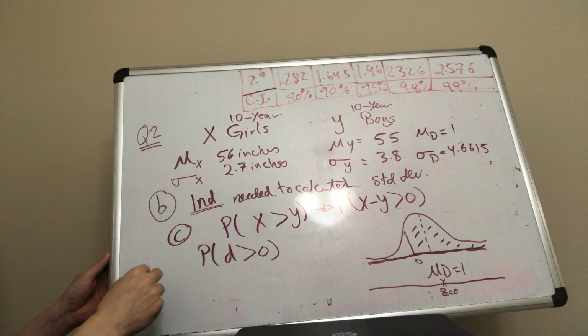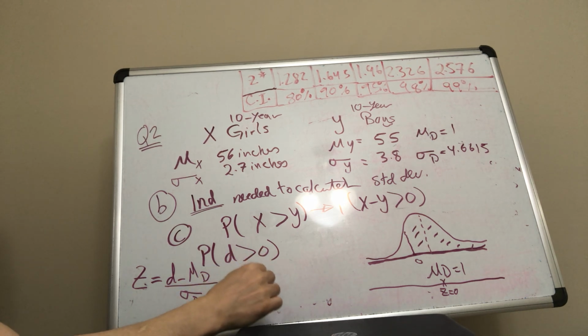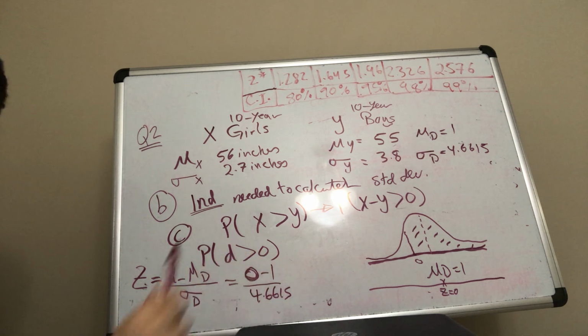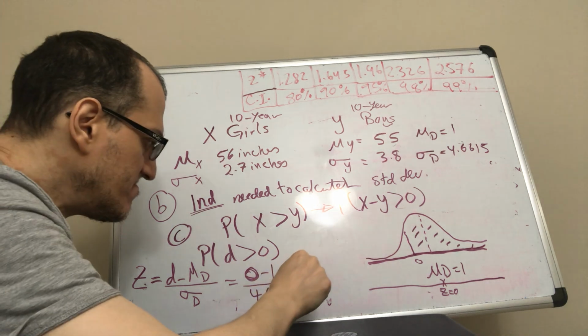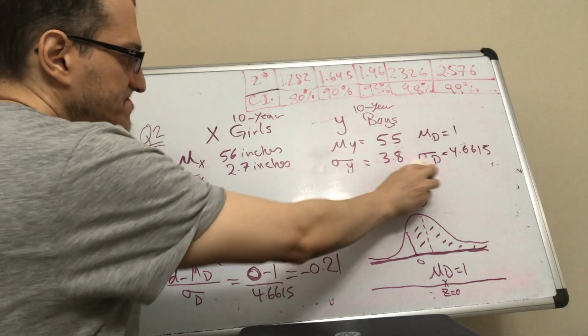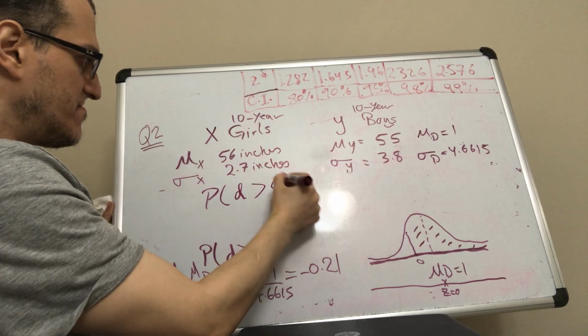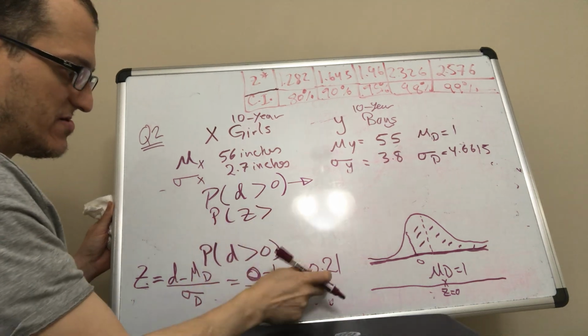In order to do the probability, we have to put everything in the equation for z difference. The equation is z equals D minus mu D over sigma D. D being the 0, mu D being the 1, and sigma D being this 4.6115. So I do this in my calculator: 1 divided by 4.6115. This would be negative 0.21 rounded to 2 decimal places. So now I know that D more than 0 is equivalent to z more than this number.